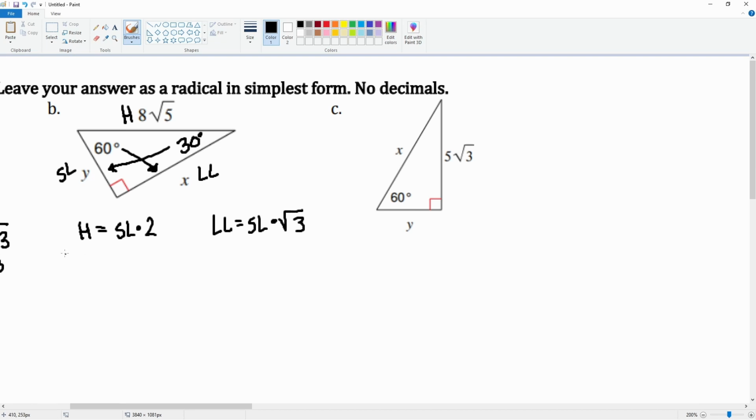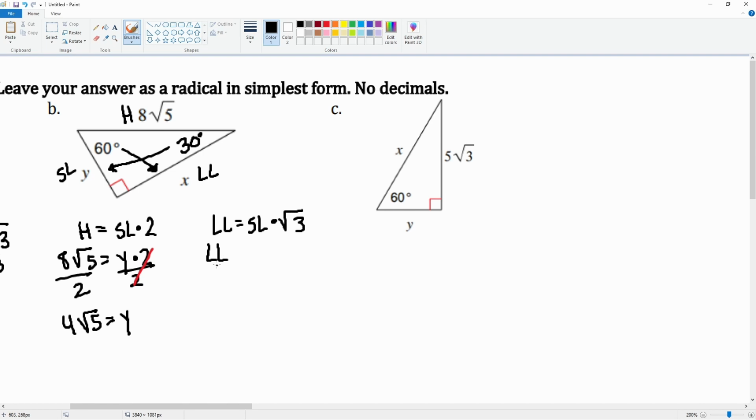Hypotenuse is the value of 8 radical 5. Short leg is the letter y, times 2. Well, we can divide by 2 on both sides. This cancels, leaving you with 8 divided by 2. That becomes 4 radical 5 is equal to y. That's also the short leg, okay?